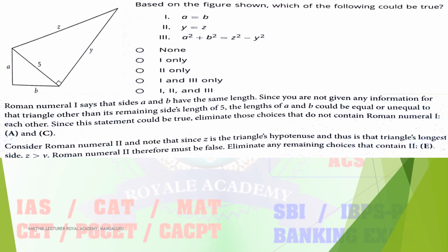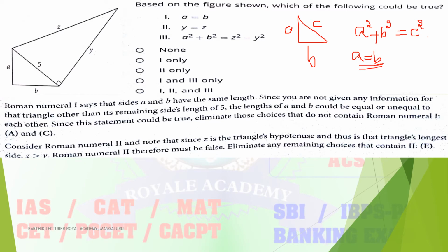So for the right angle triangle, based on the Pythagoras theorem, this is a, this is b, and this is c. Based on the Pythagoras theorem, a square plus b square is equal to c square. Is it correct? So a is equal to b is possible based on the Pythagoras theorem.